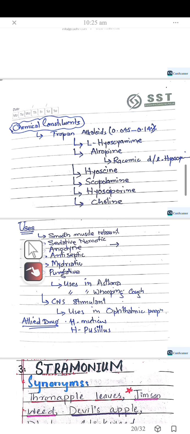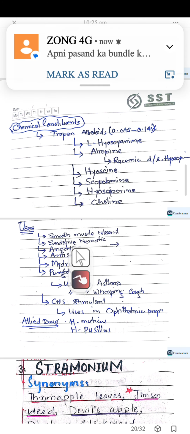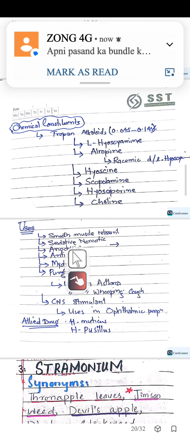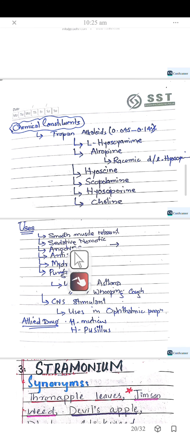Now come towards the uses of this plant. It is a smooth muscle relaxant. It is sedative and narcotic. An anodyne-like effect is also present in this plant. Anodyne actually means pain-relieving properties, by which the pain can be lessened by decreasing the sensitivity of the brain.